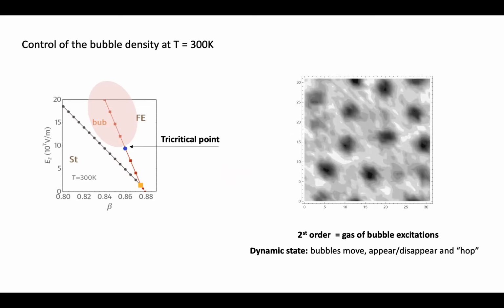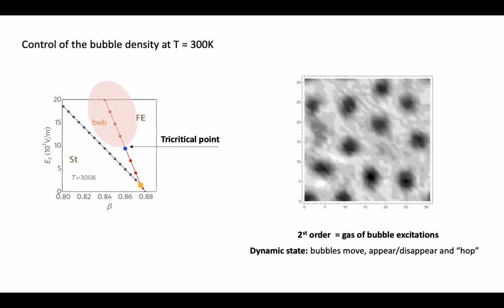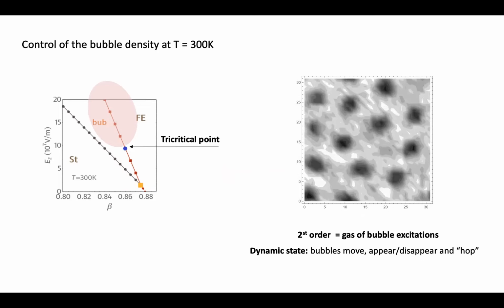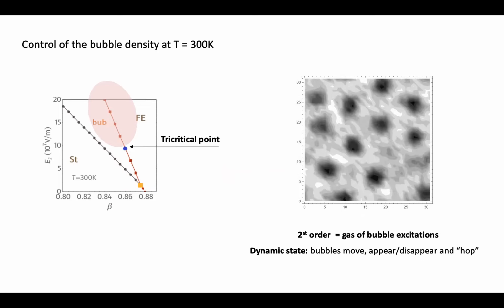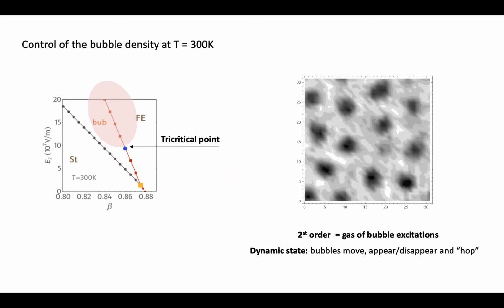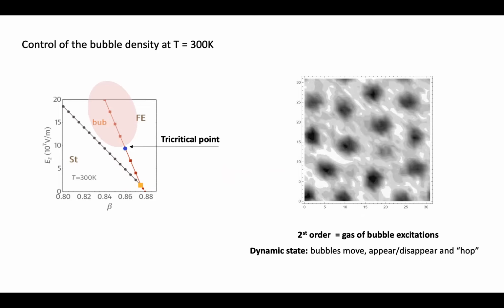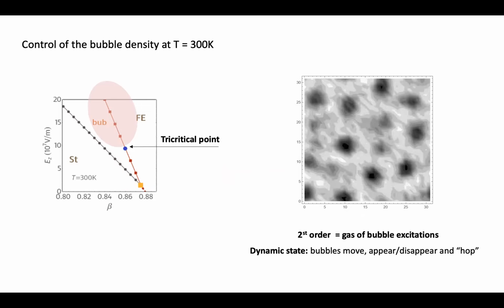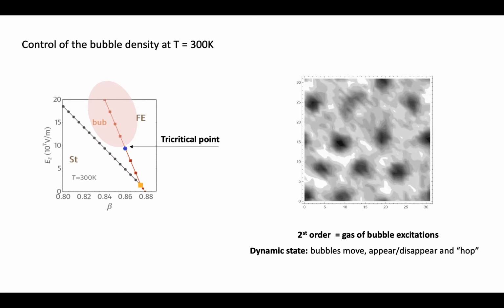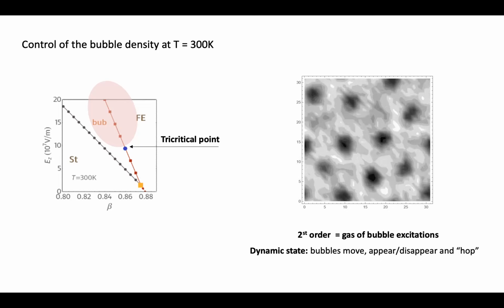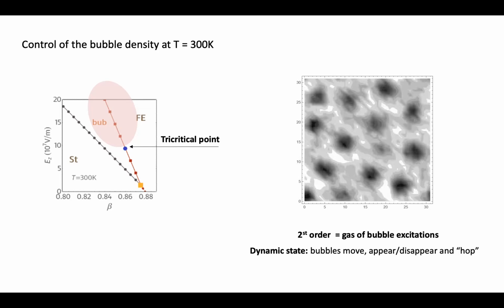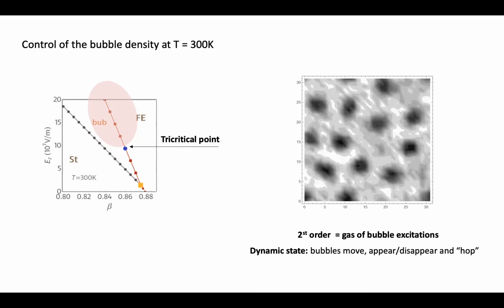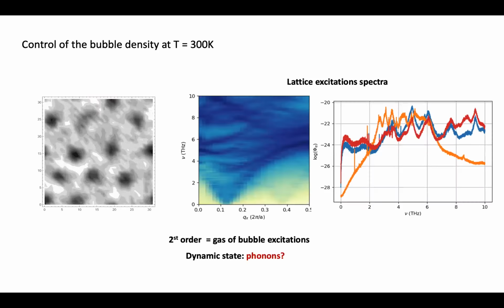Now, interestingly, what happens in the vicinity of this transition line is that we see some sort of liquid or gas behavior. Whenever bubbles start to disappear, they also start to move and dynamically appear, disappear. So it resembles some sort of gas of excitations, which actually allows to recover this continuous transition between bubbles and the homogeneously polarized state.